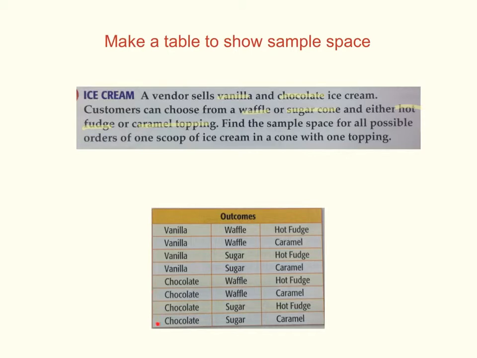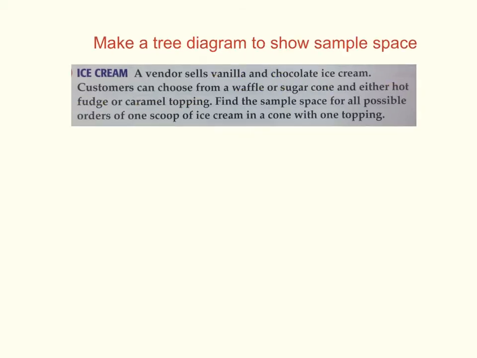Now I'll do the same thing with chocolate. So I'll go chocolate, waffle, hot fudge, and then chocolate, waffle, caramel. Chocolate, sugar, hot fudge, chocolate, sugar, caramel. And so now when I do that, I can see I have 1, 2, 3, 4, 5, 6, 7, 8. So my sample space would be 8. So for my answer, I would have this table right here, and I would put 8 choices.